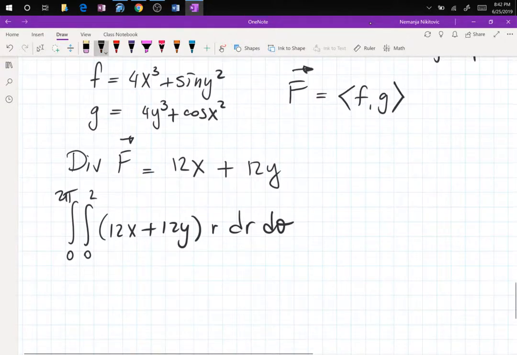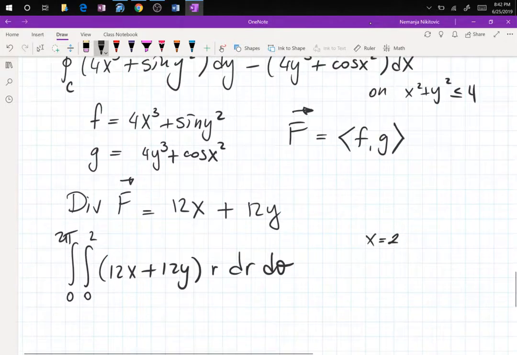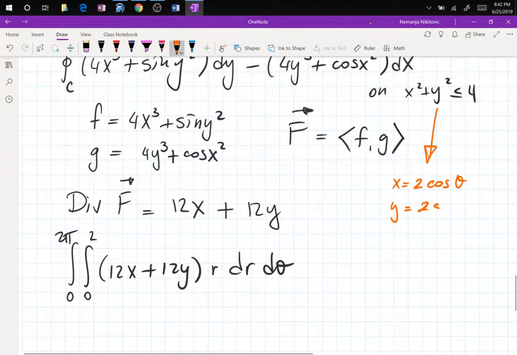Now you immediately see that you have x and y. That's not allowed. We know that x is equal to 2 from the parametrization of the disk. Let me go up here, orange. So the parametrization of the disk is telling me that x is equal to 2 cosine theta and y is equal to 2 sine theta. Cosine with x because we need counterclockwise.